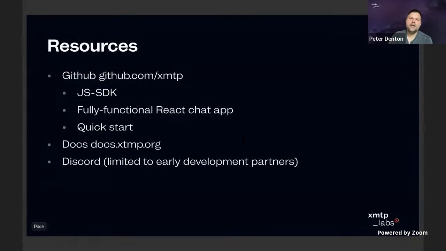So, resources: github.com/XMTP, as I mentioned, has the JavaScript SDK. It has this fully functional React chat app, and that has everything: the authentication, conversation views, all of your conversations, message composition, retrieving messages. All the things the SDK does just work out of the box in the React app, and there's a pretty good quick start guide to get you going. We have our docs at docs.xmtp.org. And we're very active on Discord, and we'll be very active in the HackFS Discord channel as well.